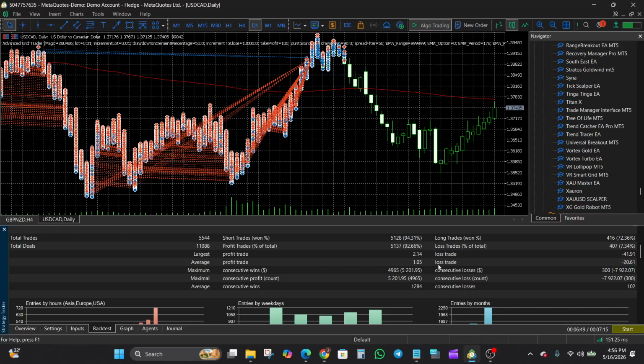But remember that the advanced grid trader is a structured grid trading system with EMA-based filtering, adjustable risk controls, and flexible trade scheduling. So it's clearly designed to adapt across different market phases. But like any grid system, proper testing and careful parameter optimization are very important before considering live use.